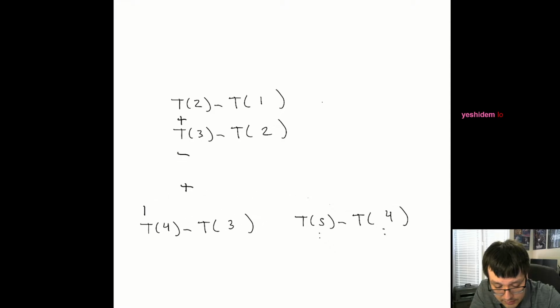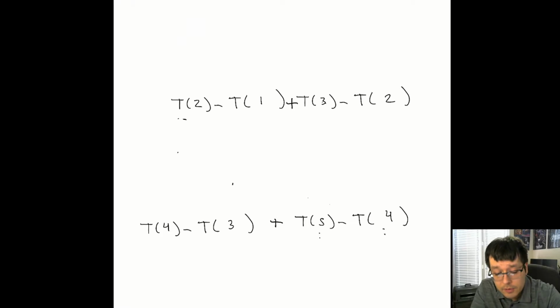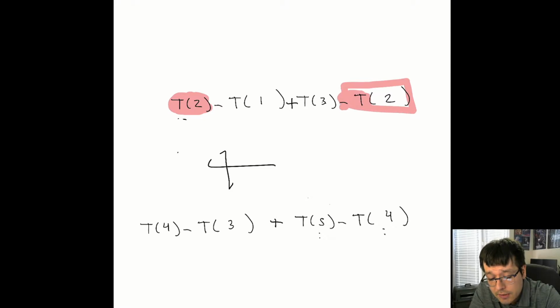Okay? So when I add this together like this, and then I add this one as well, I'm adding all of this together, all right? I just can't fit it all in one line. Well, guess what? Here I have a T2, but then over here I have, in magenta, is that magenta? Okay, interesting. I have a minus T2. Those two cancel out, right?